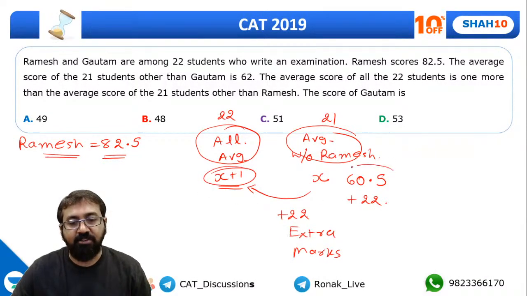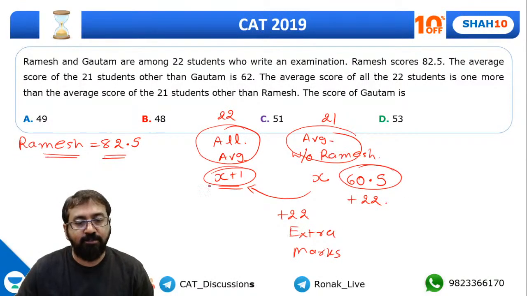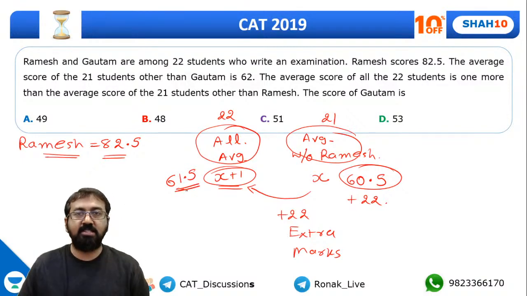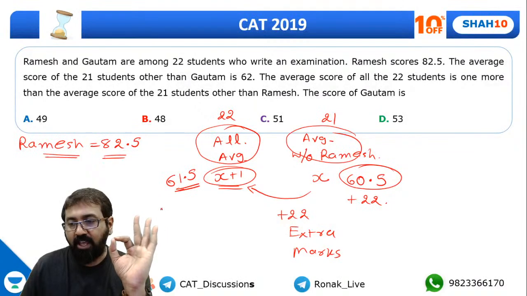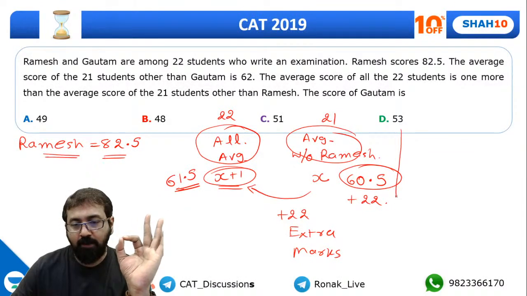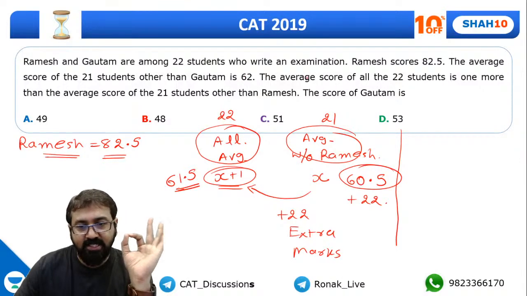So what was the class average without Ramesh? 60.5. So what should be the class average of all the students? 61.5. This is the class average of all the 22 students. Are you clear up till now, everyone? Have you understood this point? Yeah, okay. Now let's understand this thing.